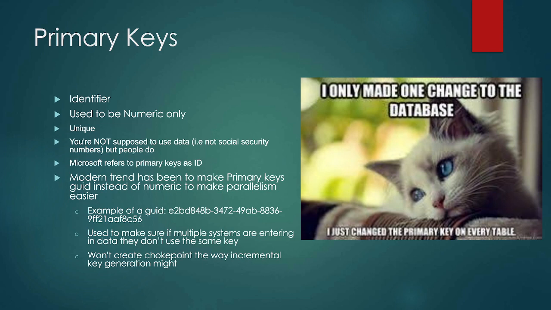You may also see primary keys referred to as ID. That's kind of a Microsoft thing. The modern trend for a primary key has actually been to make them something called a GUID. So instead of a numeric, 1, 2, 3, 4, and have it incremental, we would actually have a very long alphanumeric, and we would use that to make sure that if multiple people or multiple systems are entering in the data, they don't get the same key. It also won't create a choke point or a bottleneck the way incremental might.